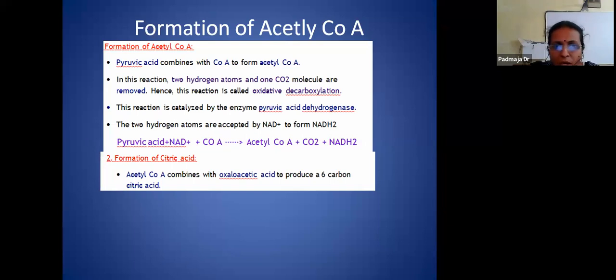Now, if you see the equation, the 2 hydrogen atoms are accepted by NAD to form NADH2. Pyruvic acid is converted into acetyl CoA and CO2, carbon dioxide, is released. So decarboxylation is taking place, with NAD taking the hydrogens and giving rise to NADH2.